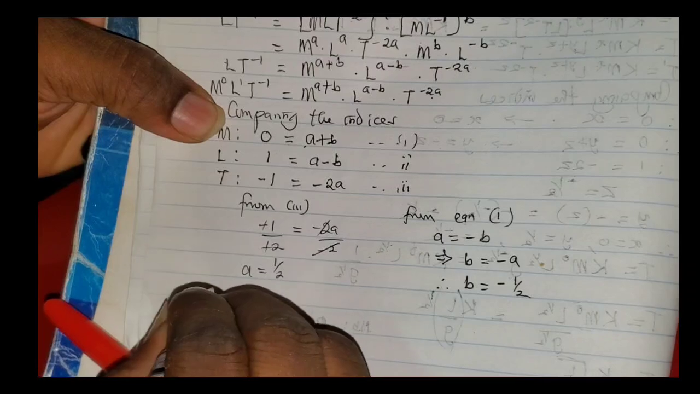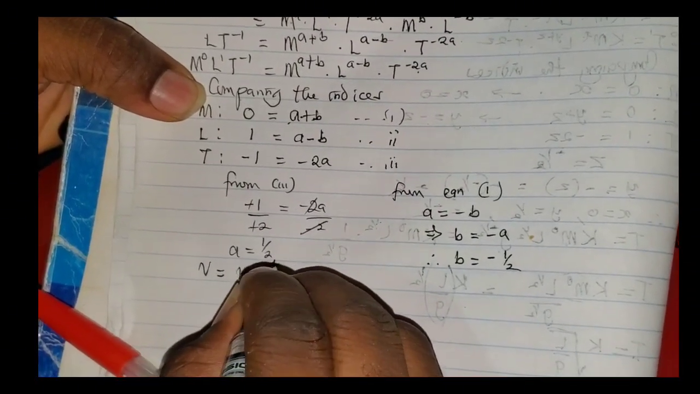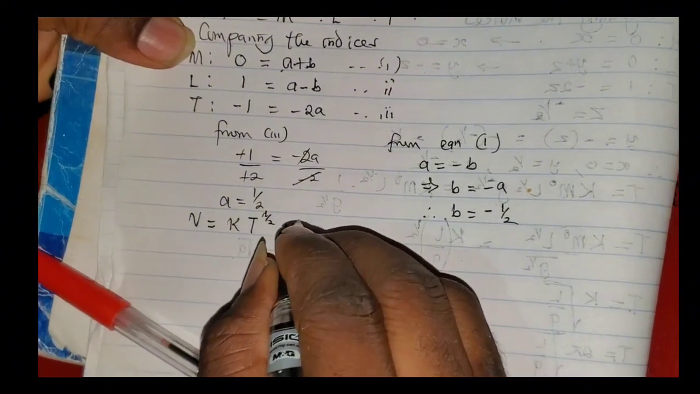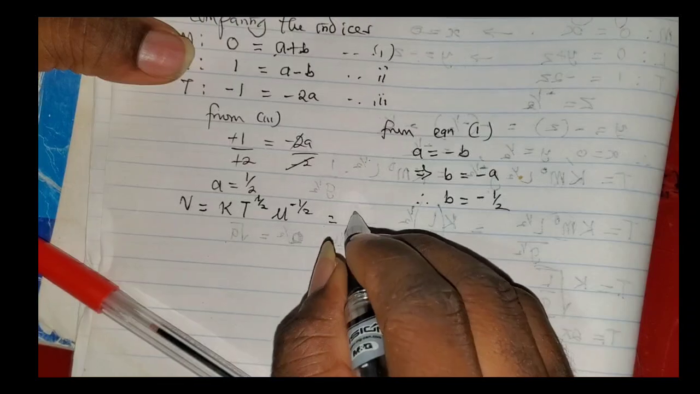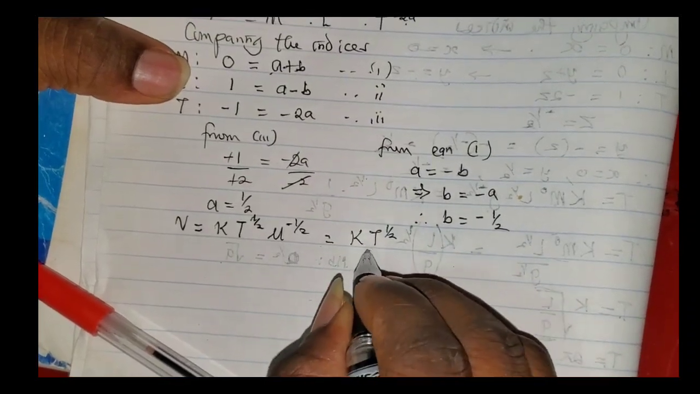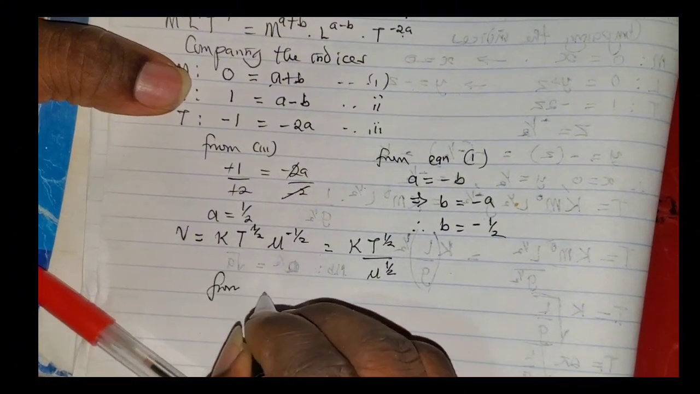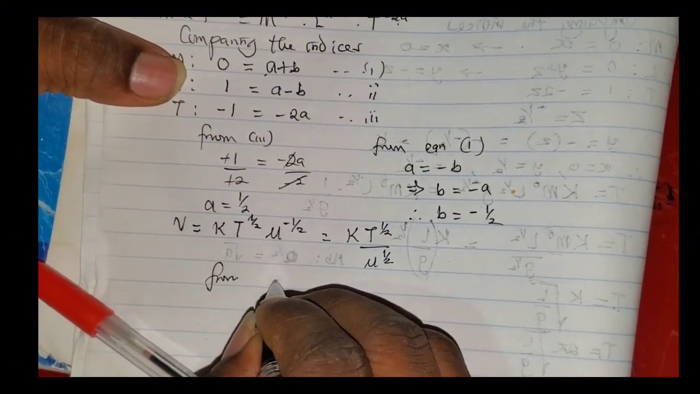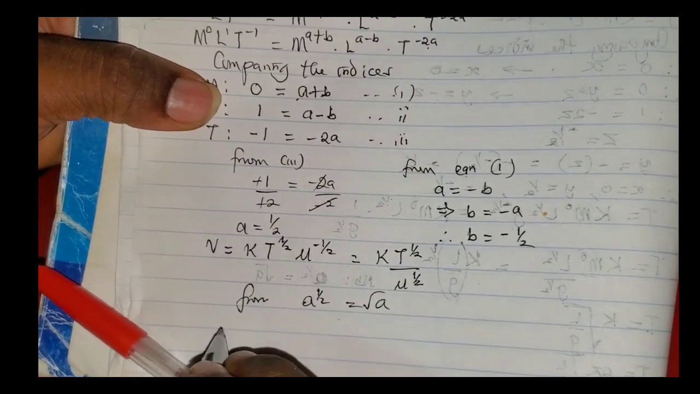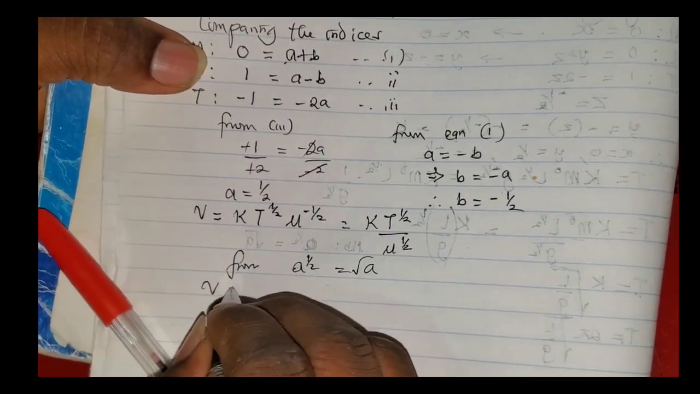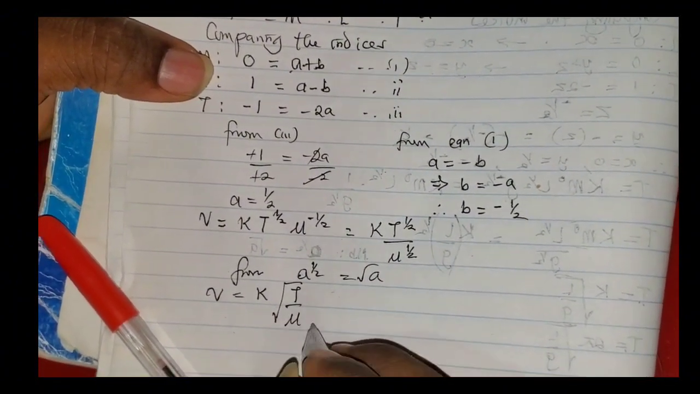So we can put them into the equation. We have v equals K, T raised to power half, then mu raised to power minus half. From the law of indices, this becomes K T^(1/2) over mu^(1/2). And from the indices law, a raised to power half is the same thing as the square root of a. So we can write that v equals K times the square root of T over mu.